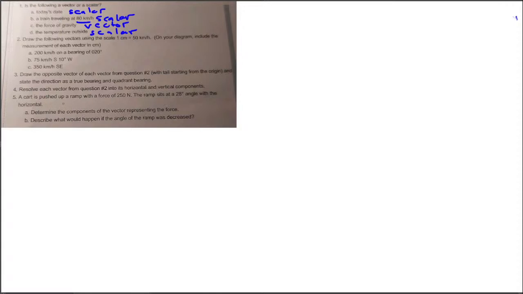Okay, so a cart is pushed up a ramp with a force of 250 newtons. The ramp sits, okay. So let's draw a picture of this. We've got a horizontal, kind of. There we go, horizontal-ish. And then we have a ramp which sits at a 28-degree angle with the horizontal. So let's draw some ramp. So we'll call that 28, I guess. 28-ish.